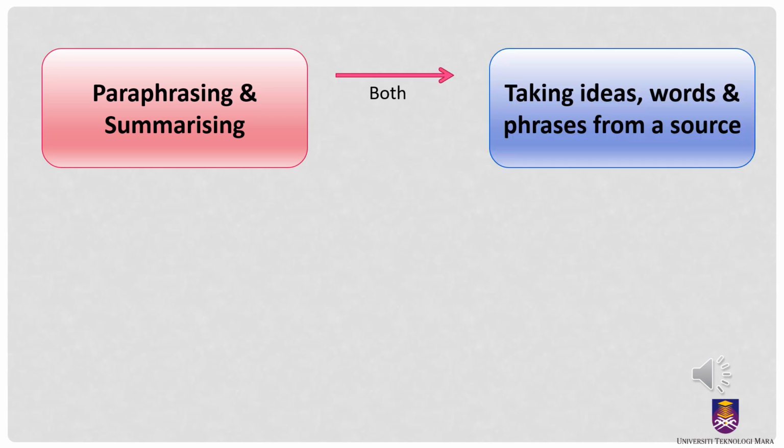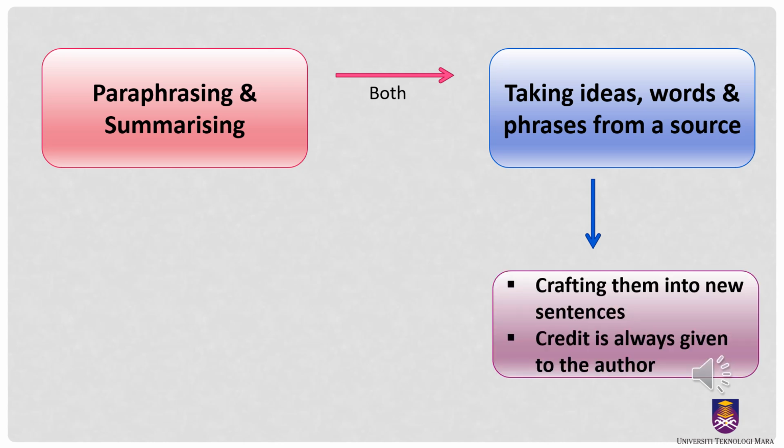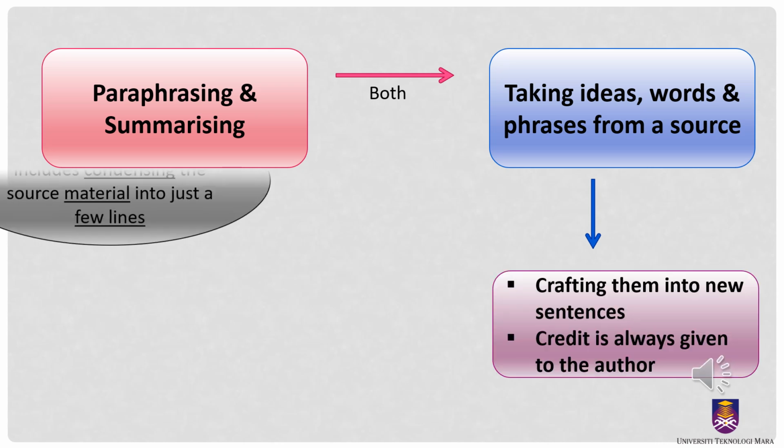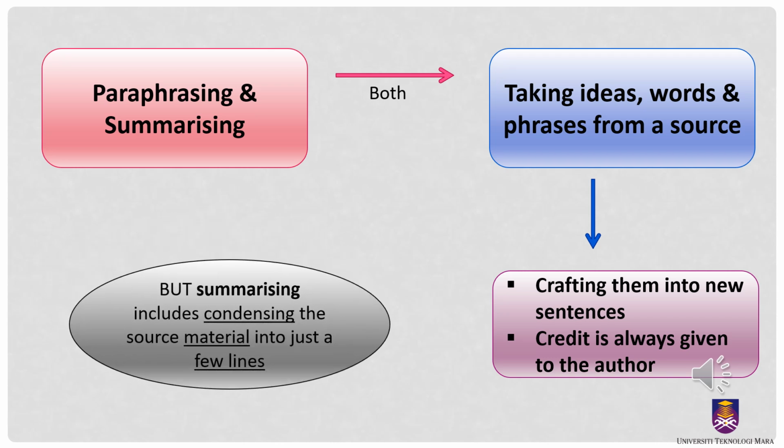Therefore, summarizing and paraphrasing both involve taking ideas, words and phrases from a source, and then you craft them into new sentences, which means you have to write your own sentences, and always remember to give credit to the author. However, for summarizing, you have to remember that it will include condensing the source material into just a few lines.